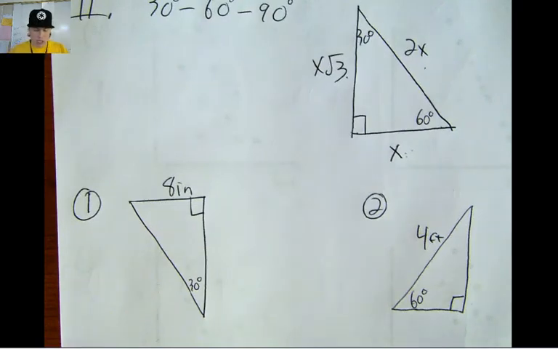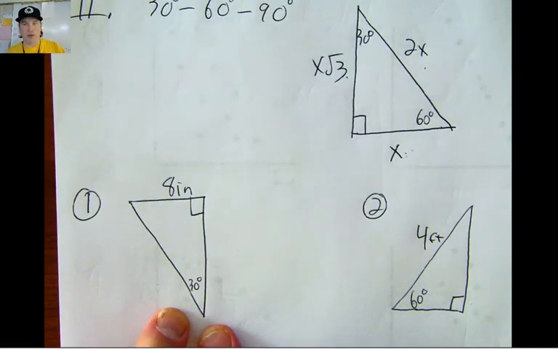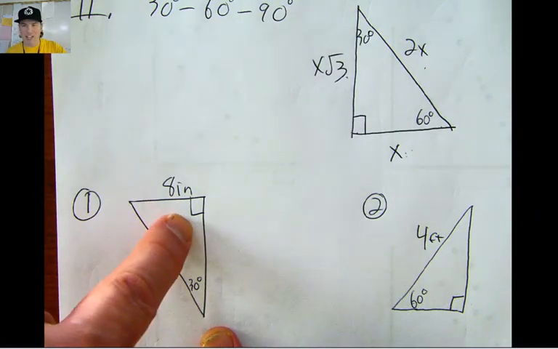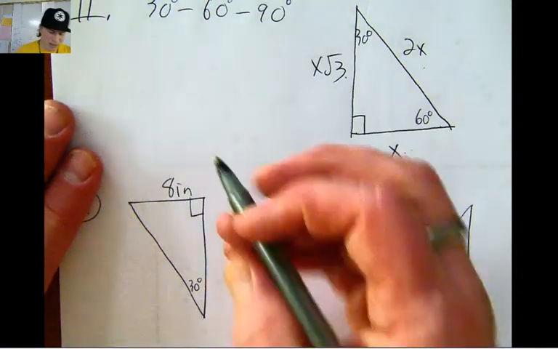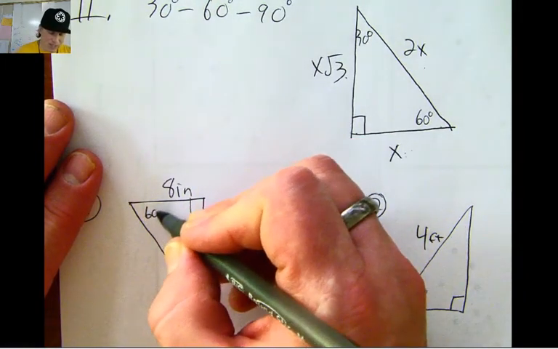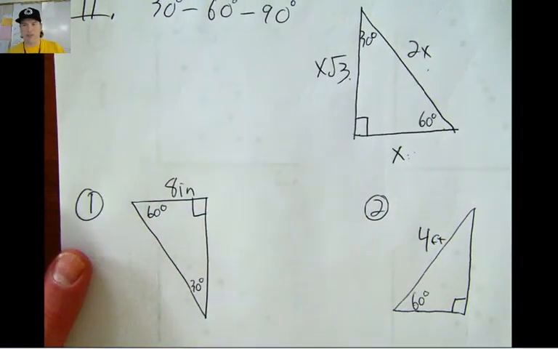Example 1. They've turned the triangle around to try to trick me, but I see the 90 degrees here, I see 30 degrees here, so using the idea of 30, 60, 90, I know that this must be 60 degrees.